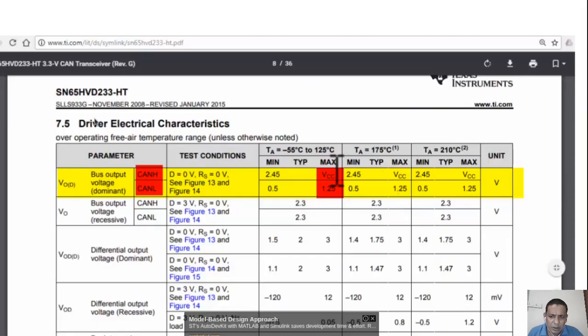And this is one of the data sheets of a CAN transceiver from Texas Instruments. Here you can see the bus voltage in the dominant mode and the bus voltage in the recessive mode.